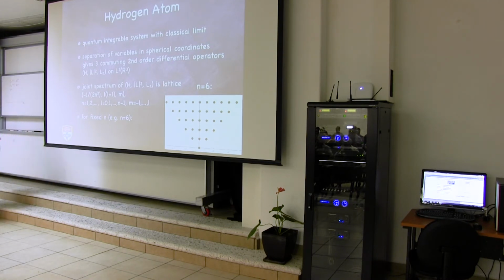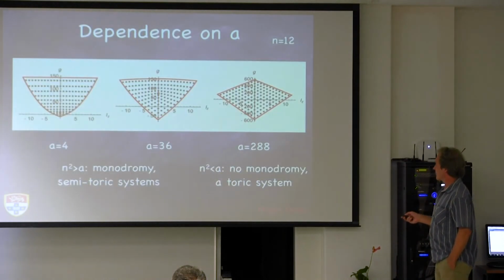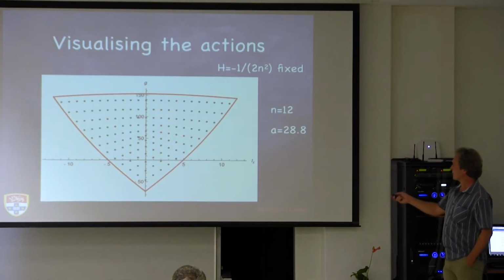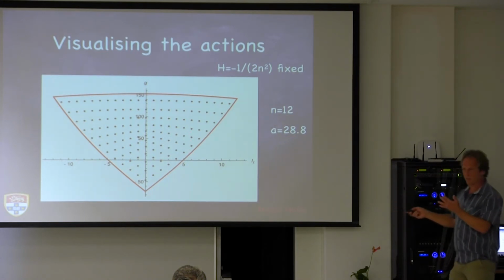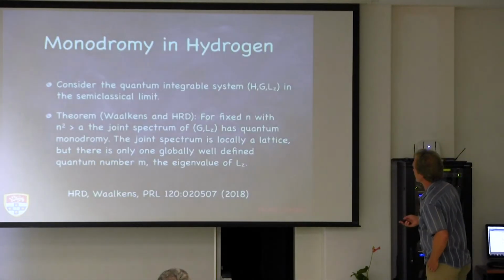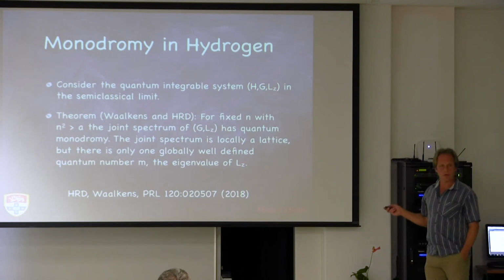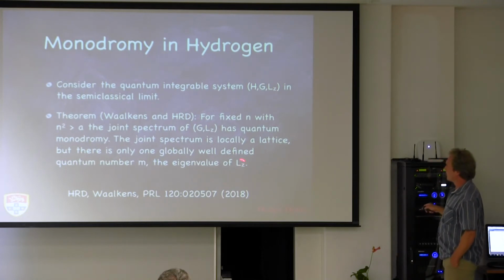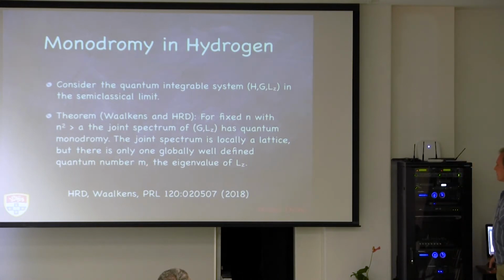And the statement is that if you do that, well, of course, I was kind of lying when I said this is a classical picture. This is, of course, the joint spectrum also, but you can think of it as visualizing the actions by Bohr-Sommerfeld quantization. But if you think of it as the joint spectrum of the quantum system, then the statement is that this system has quantum monodromy, which means it's locally a lattice, but not globally. So one of the quantum numbers is well defined, the one for LZ, but the other one is not.